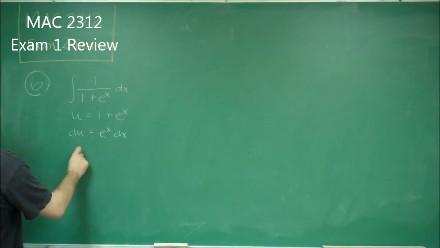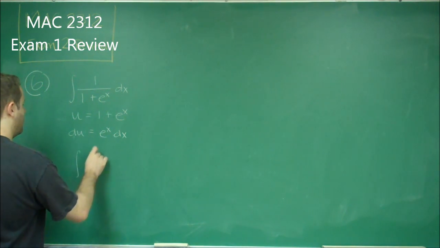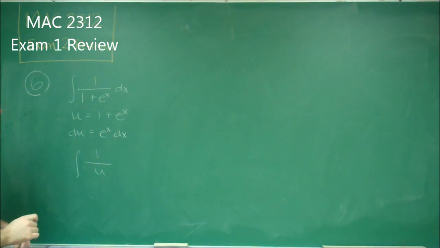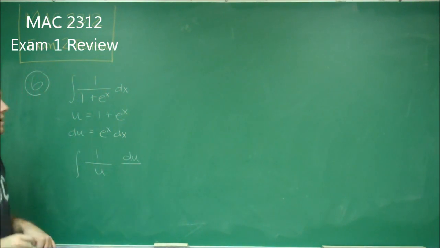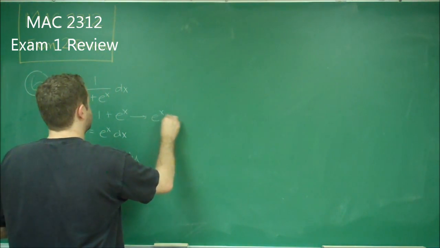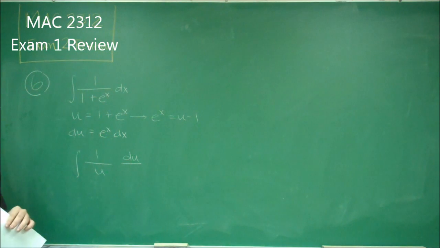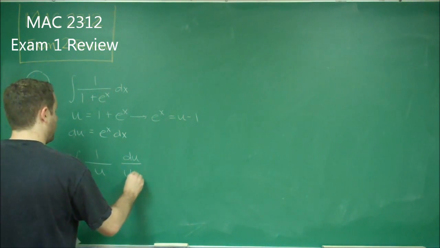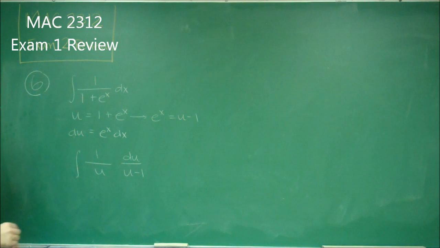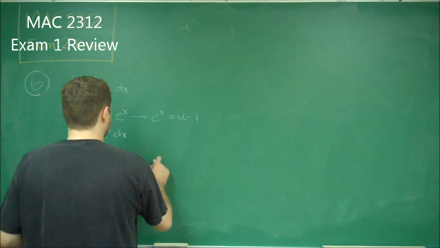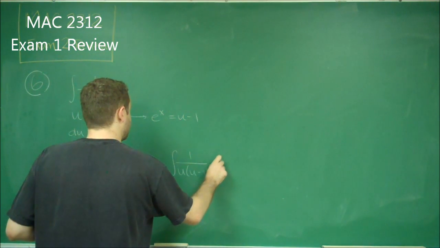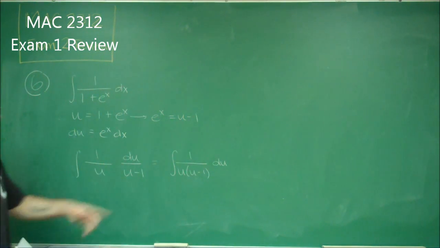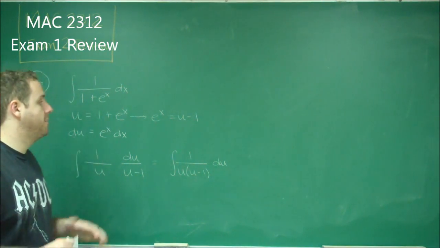So if we do our substitution, let's see what happens. We get 1 over u, and instead of dx, we would get du over e to the x. But e to the x from our original substitution is in fact just u minus 1. So we get that. In other words, if I wanted to write this as a fraction, I would say this is 1 over u times u minus 1.